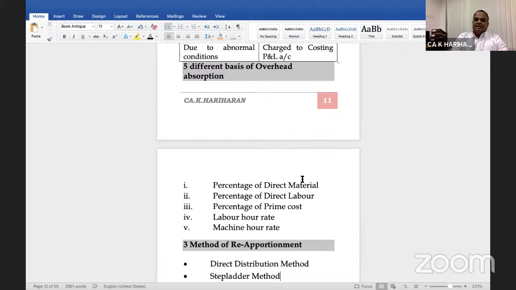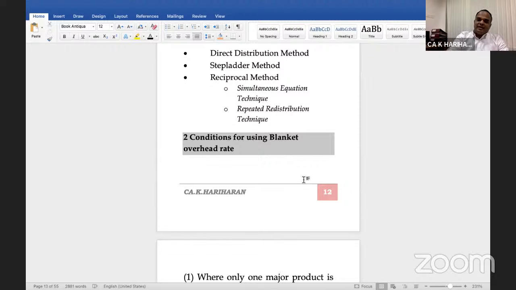Methods of reapportionment. Whenever you come across a service department, our duty is what? Transferring of service department expenses to the production department is called reapportionment. Whenever you come across reapportionment, what are the ways to do it? 3 different methods are there: direct distribution method, step ladder method, and reciprocal method.